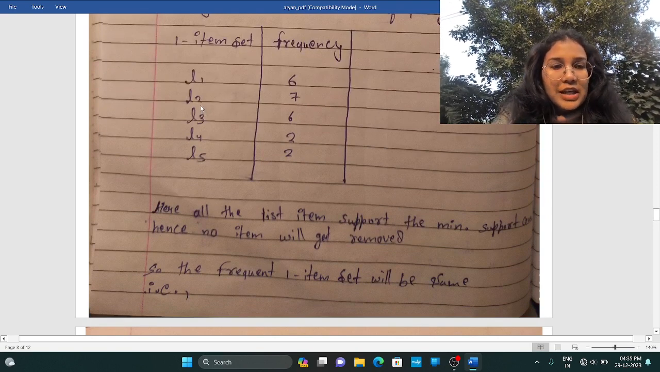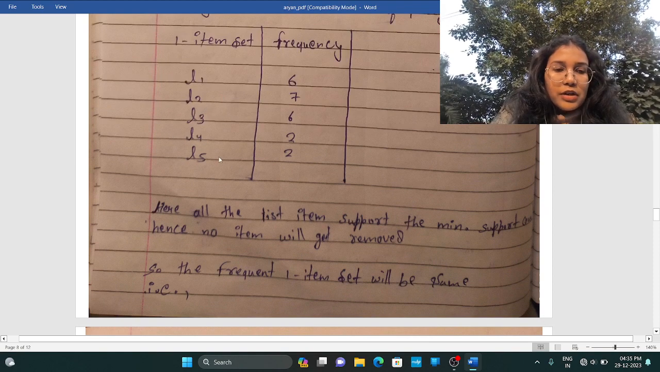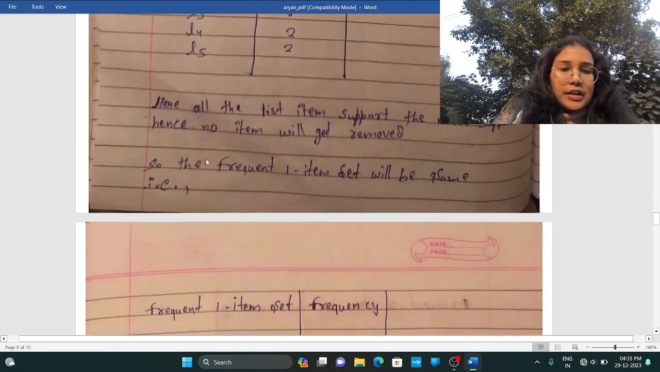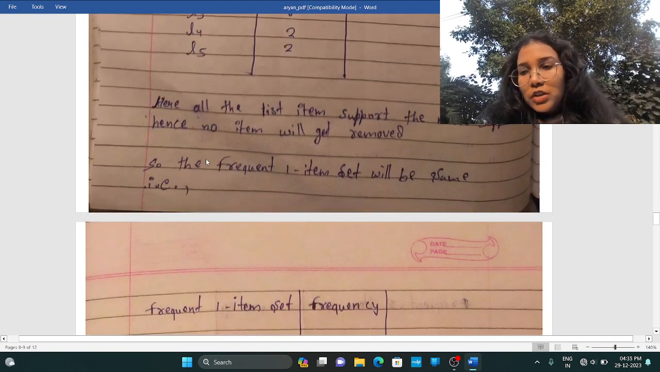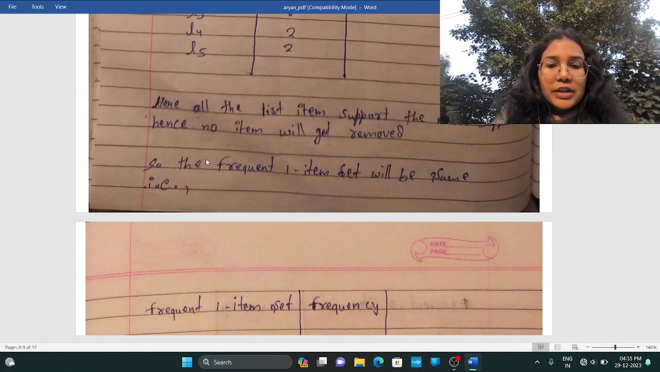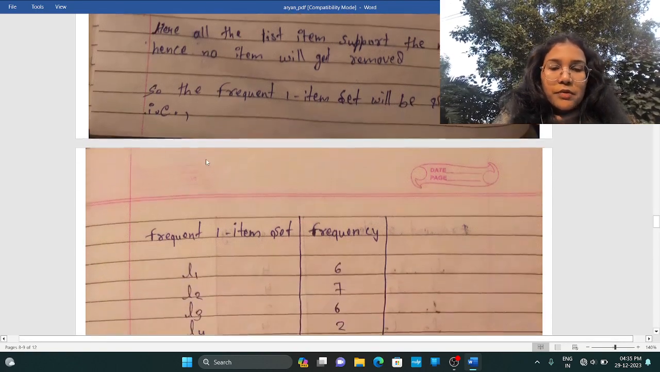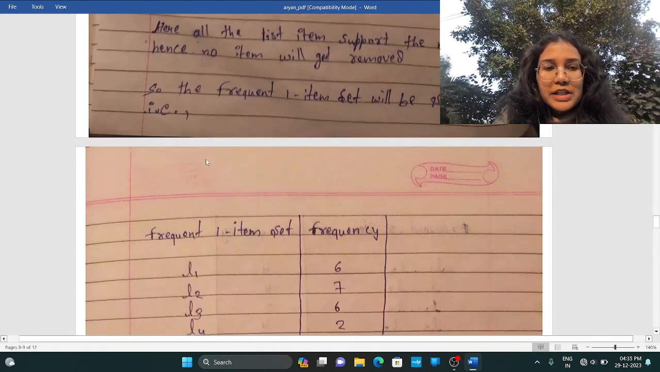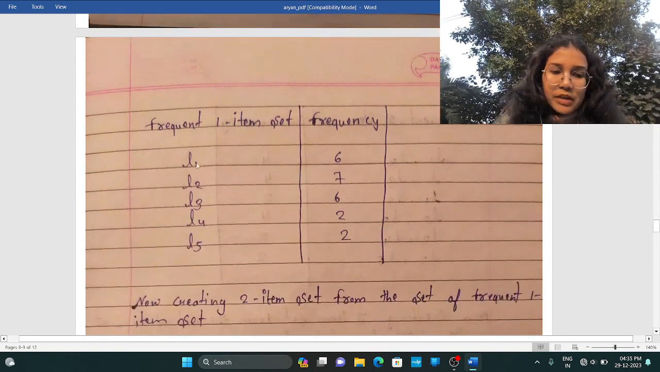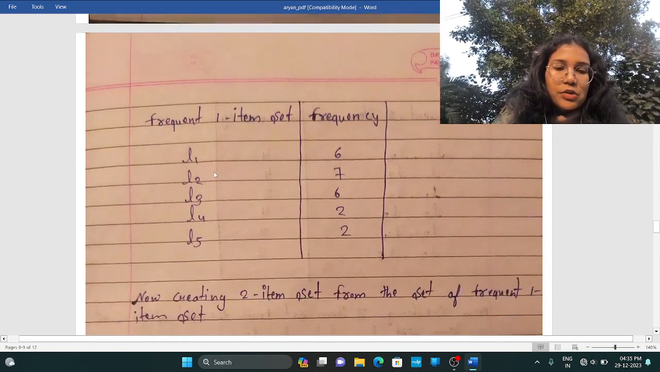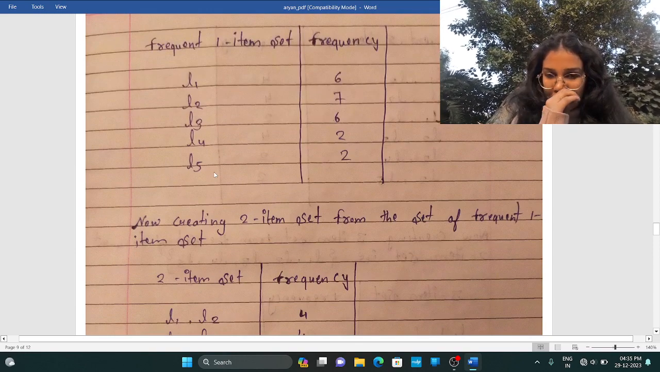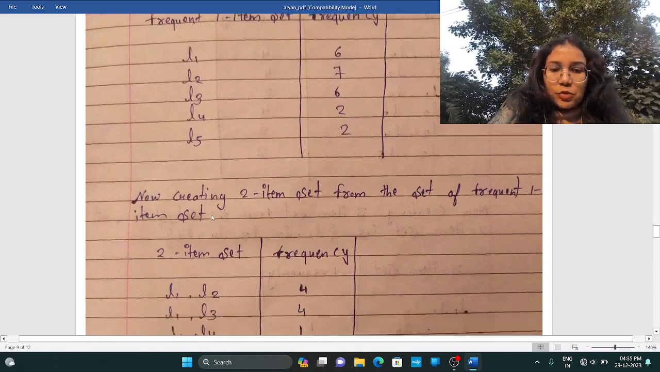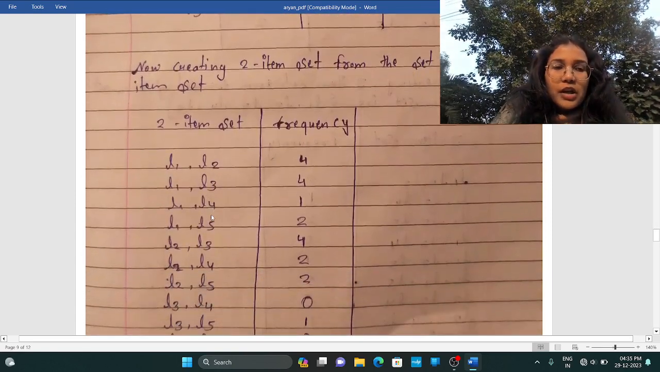L1's frequency is 6, L2 is 7, L3 is 6, L4 is 2, and L5 equals 2. Here all the items satisfy the minimum support count, hence no item will get removed. So the frequent one item set will be the same: L1 equals 6, L2 equals 7, L3 equals 6, L4 equals 2, and L5 equals 2. Now creating two item sets from the set of frequent one item sets.